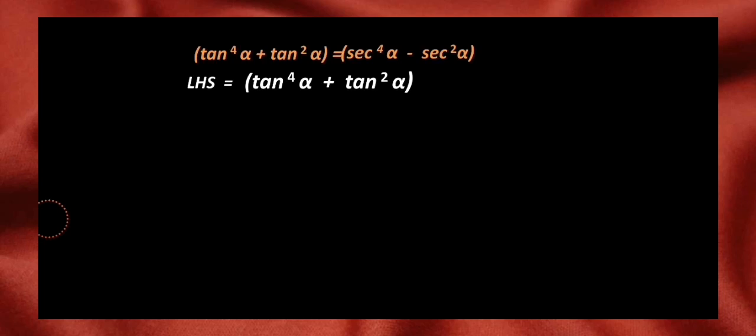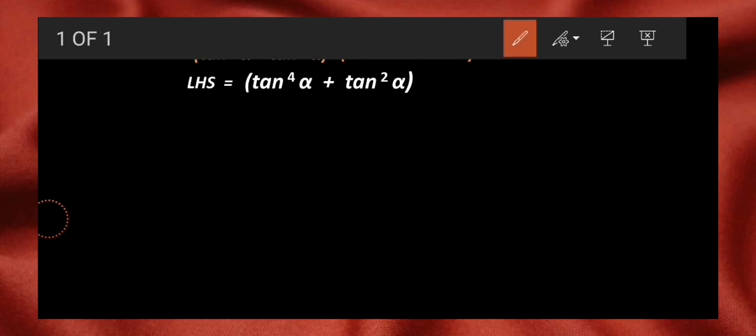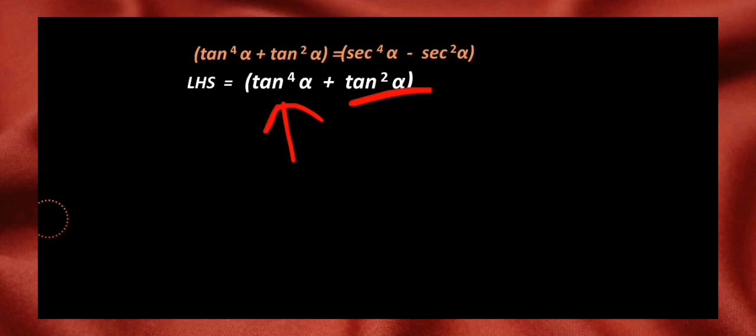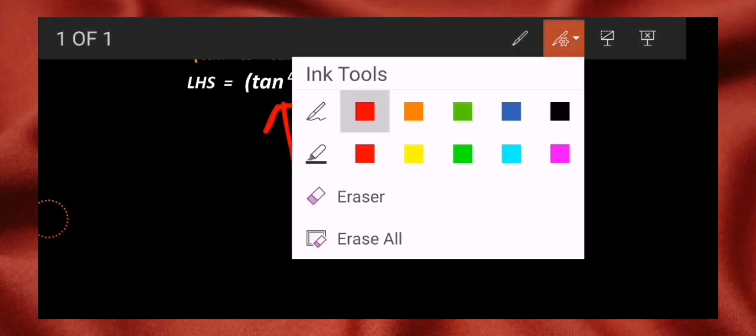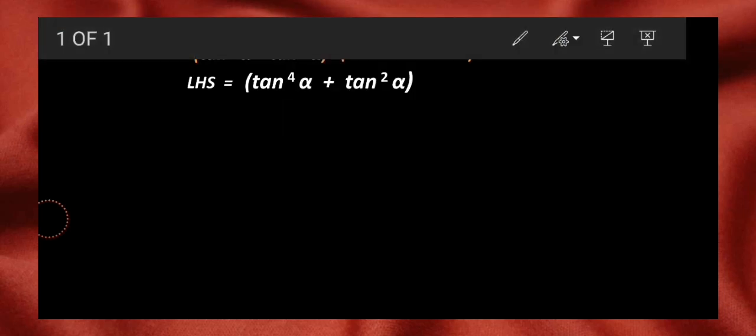Very first, I can turn the tan square alpha into the sec, correct? But over here we have tan 4 alpha also, tan raised to 4 alpha. So the best way, before turning tan square alpha into the identity, is to take out some common terms that will make our sum easier to solve further. If you take out common tan square alpha from tan raised to 4 alpha, it will result in only tan square alpha, and as this is removed, it will be replaced by 1.